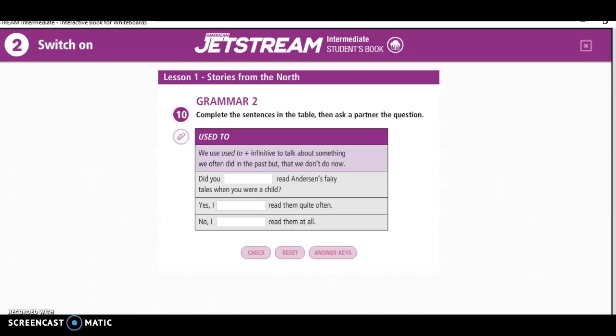Let's continue. These are some more listening activities, and here is the grammar for number 2. We use used to. Remember how to use used to in past.